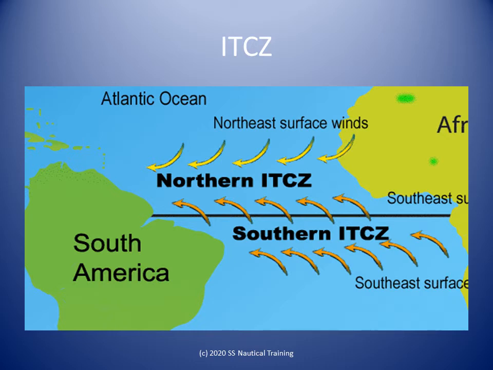The ITCZ appears as a band of clouds, usually thunderstorms, that circle the globe near the equator. In the northern hemisphere, the trade winds move in a southwestern direction from the northeast, while in the southern hemisphere, they move northwestward from the southeast. When the ITCZ is positioned north or south of the equator, these directions change according to the Coriolis effect imparted by the rotation of the Earth.